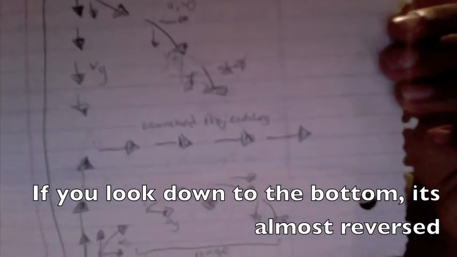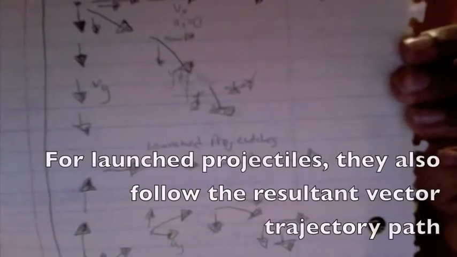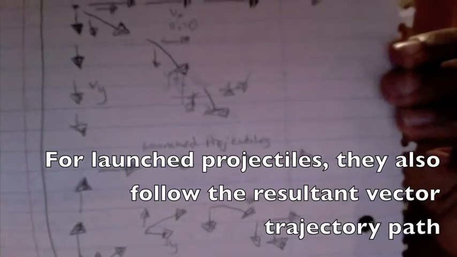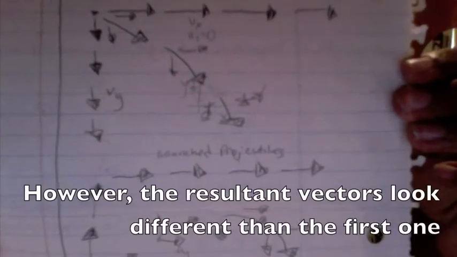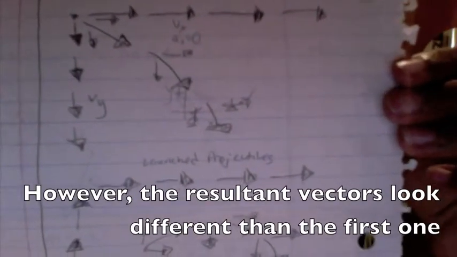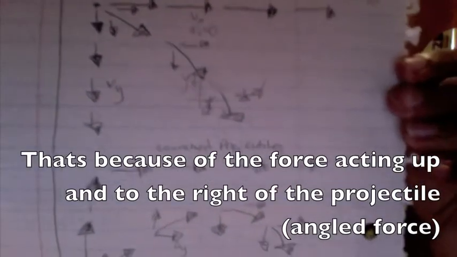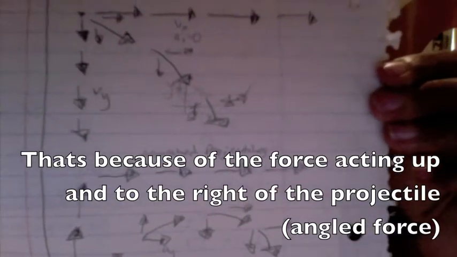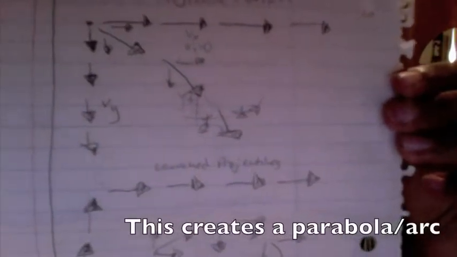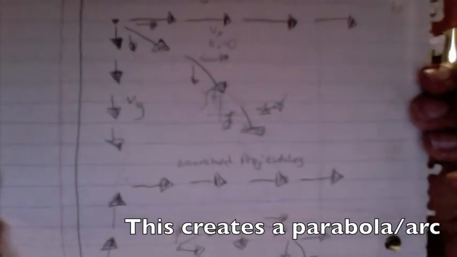If you look onto the bottom, it's almost reversed for launch projectiles. In the launch projectiles, they follow the trajectory of the resultant vector. However, the resultant vector looks different than the first one. That's because there's a force acting up and to the right of it while it's combating with the force of gravity. This causes a parabola, or also known as an arc.